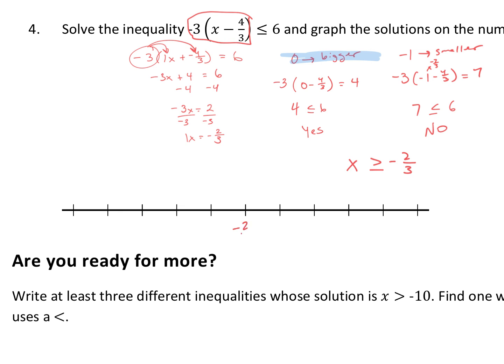All right, so let's go ahead and graph this now. So I'm going to put -2/3 in the middle and then build my number line around that. So to the right I get bigger, so that's -1/3, 0, 1/3, 2/3, 3/3 is just 1. Going to the left, -3/3 is just -1. Then I have -1 and 1/3, -1 and 2/3, and then -2 and -2 and 1/3. So this time I'm using a closed circle because -2/3 is part of the solution, and I want my arrow to go to the right.